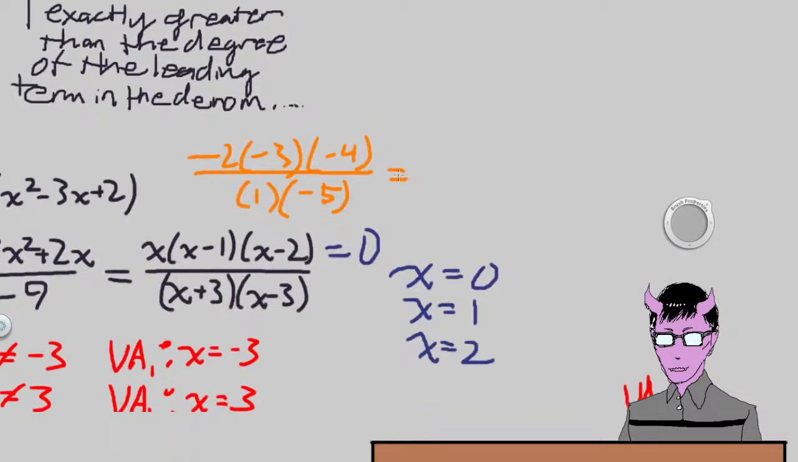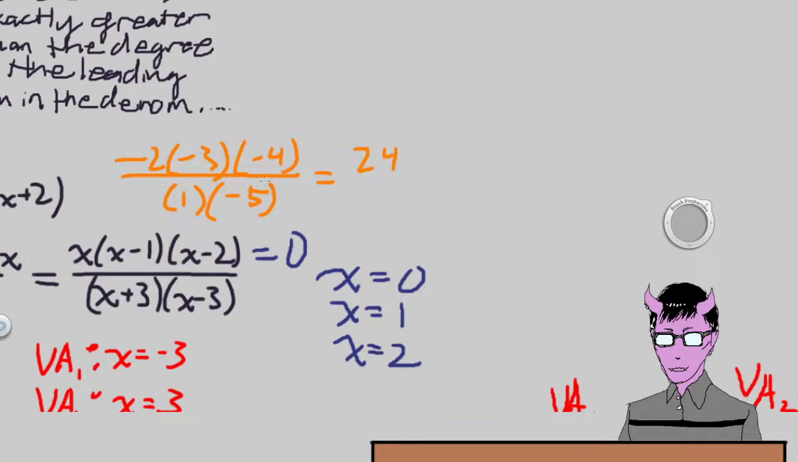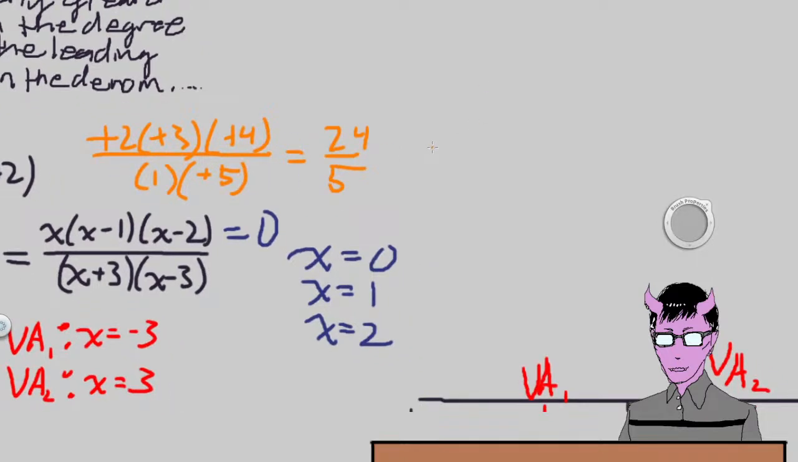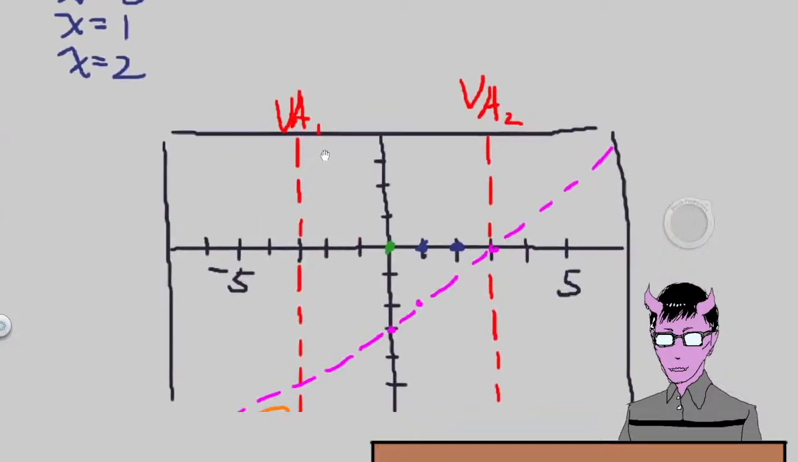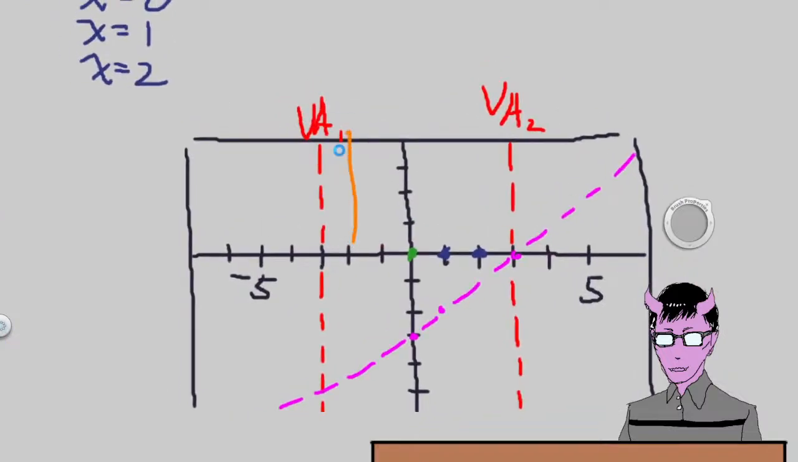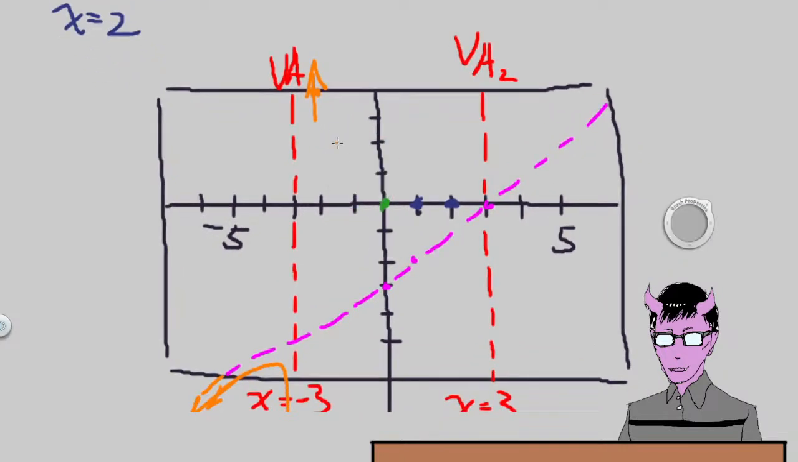We have an even amount of negatives, so the negatives will have canceled out. So 2 times 3 times 4, which is 24 over 5. Again, all these negatives have canceled out. All right, so we have close to positive 5 for the situation. Almost positive 5, so it's like up here-ish. Okay, so we're probably doing something like this.